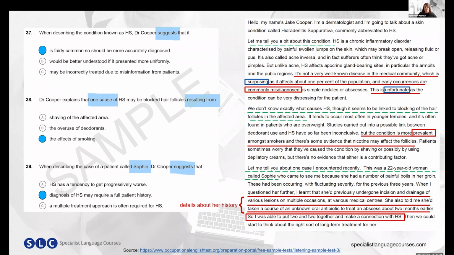Notice that HS has a tendency to get progressively worse. This is not correct because he mentions that she has fluctuating severity. So it goes up and down. It doesn't get progressively worse. And then the multiple treatment approach is not necessary. He gives us information about Sophie's history, but he doesn't suggest that it's necessary.